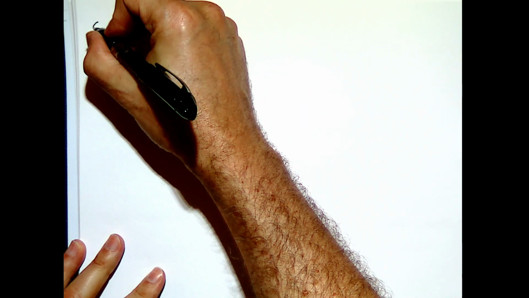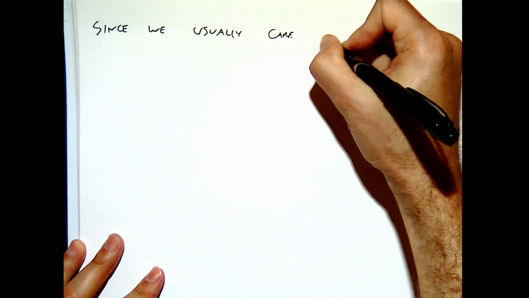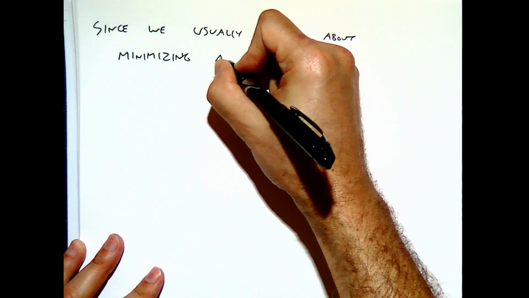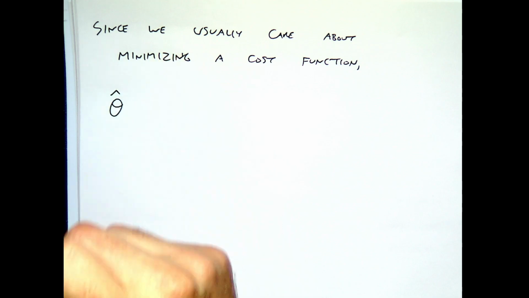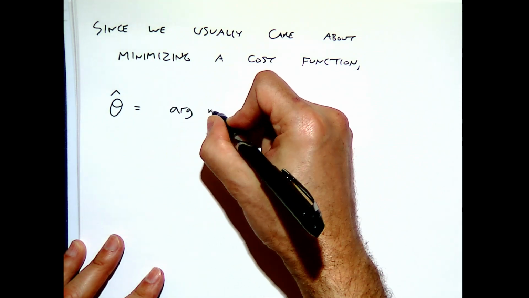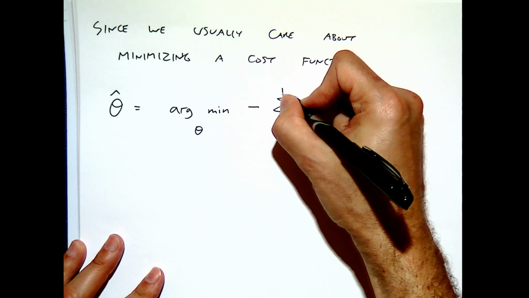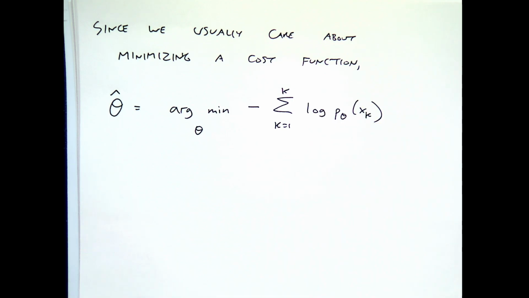So since we usually care about minimizing a cost function, that means that the theta that fits the best is the theta whose argument is basically the minimum of the negative log likelihood. Right? So find me the theta where this set of likelihoods is as small as possible. Okay?